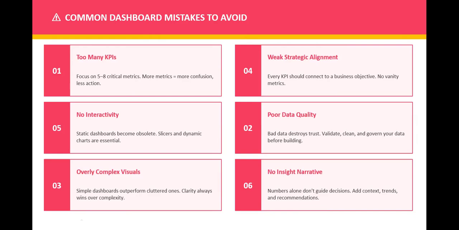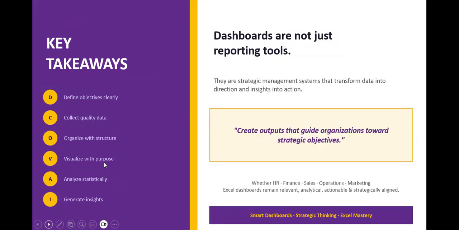Then we should avoid poor data quality, because bad data destroys trust. Then weak strategic alignment, that is something that every KPI should connect to a business objective. Overly complex visuals, simple dashboards outperform cluttered ones, no interactivity, static dashboards become obsolete, and no insight narrative. So these are all the things that can be seen as not having a great dashboard. I hope we are able to understand all of this.